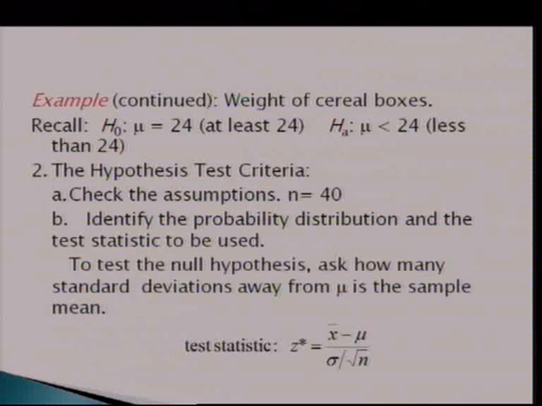Now suppose n equals 40 packages, 40 boxes, then we can go for the Z test. But if we take 30 or fewer, we can go for the T test. Since we have collected a sample of 40 packages, we can go for the Z test, and the Z score can be calculated as the sample mean minus the population mean divided by the standard error, that is sigma by square root of n, and that is denoted as Z star.